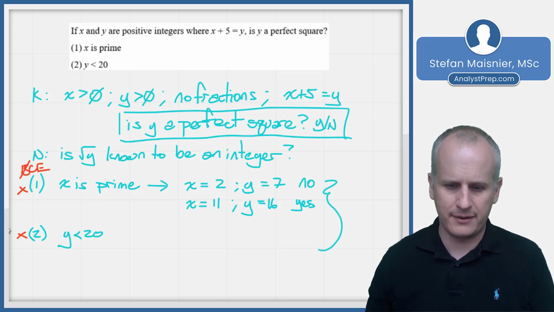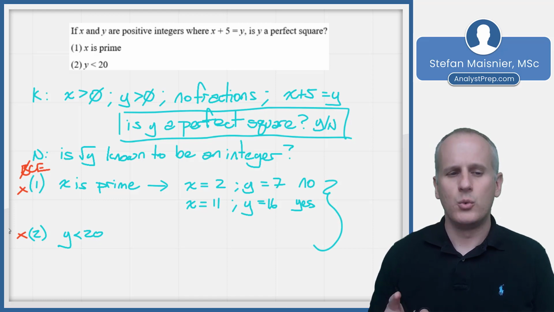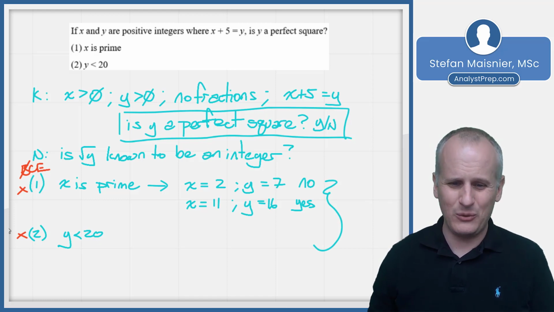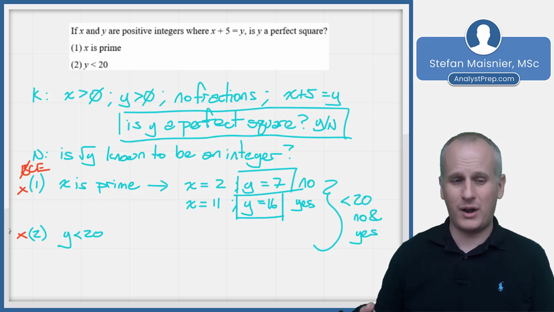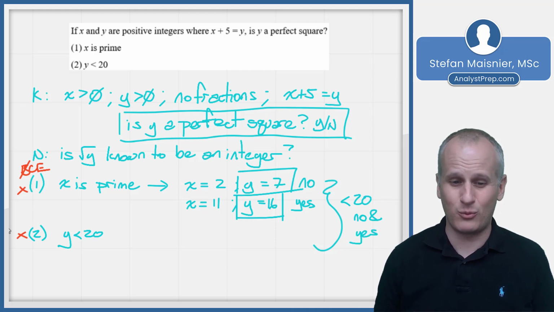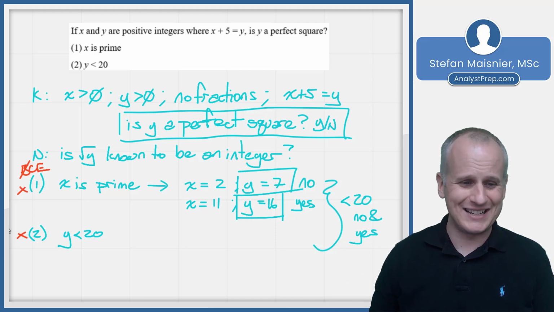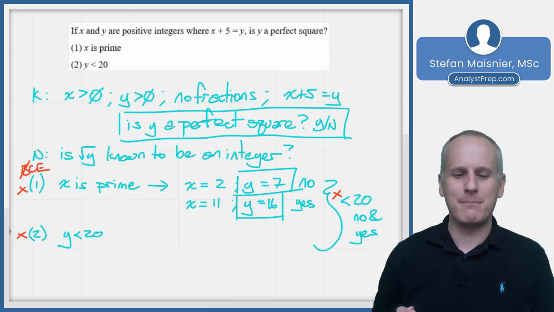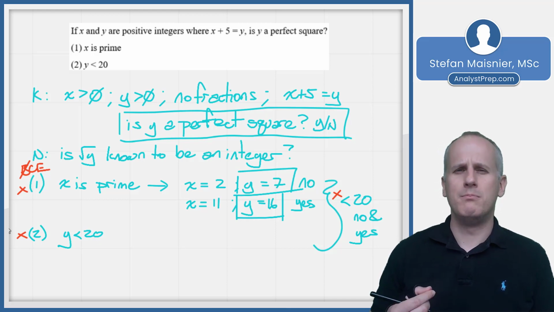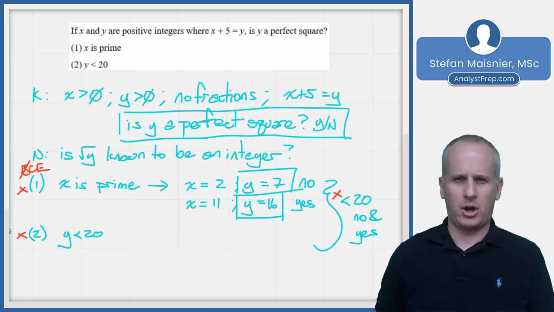Now, when we combine our two statements, we reuse values, because we know that Y could equal 7 still, and Y is less than 20. Y could also be 16, and it's still where Y is less than 20, and we get both a no and a yes outcome, and we don't even have to do extra work. We already know that that's not sufficient because we got both a no and a yes outcome, and by being efficient in your evaluation of condition 1 and thorough to a degree, you make it so that you don't have to waste time on the subsequent conditions.